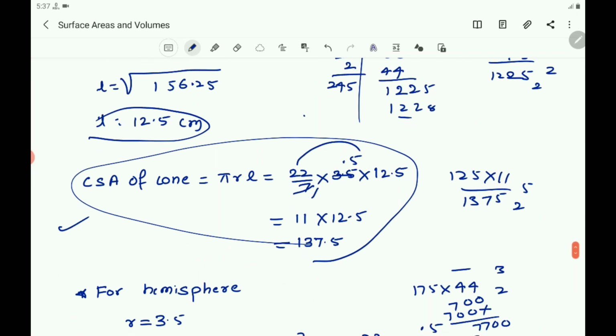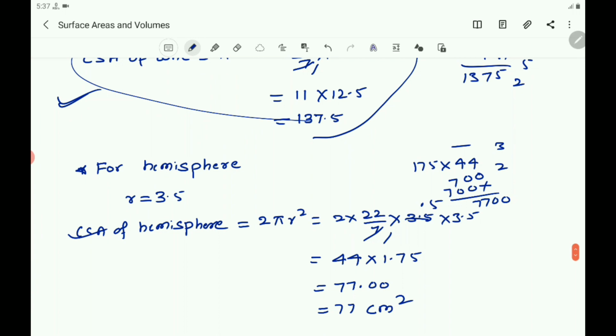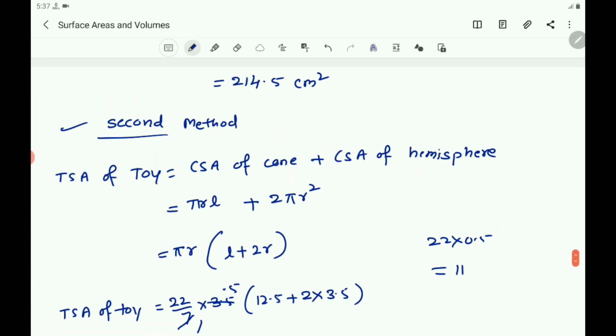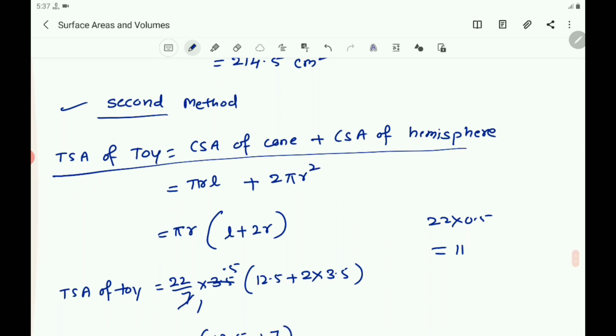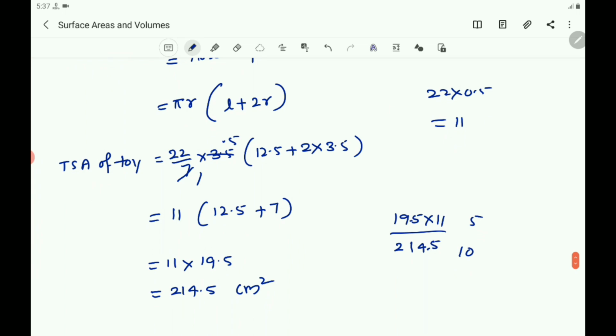So in the first method, after getting L, you can first find the area of cone and hemisphere separately, and after that you can add them. Otherwise, in both the methods we have to find L only, and after getting L, write the combined formula, then you will get the total surface area of the toy directly.